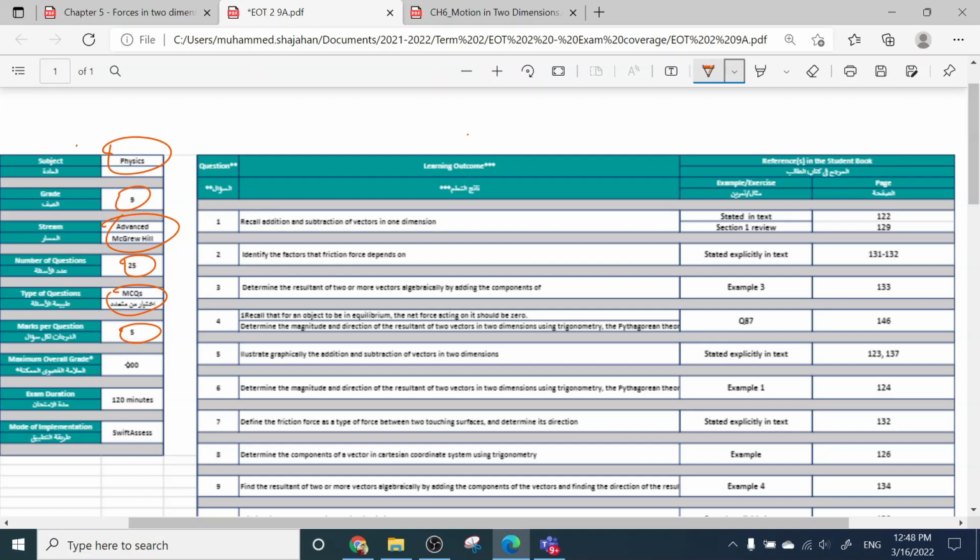Then the total marks is 100 and the exam duration is 120 minutes, and the exam will be on the Swift Assess platform.